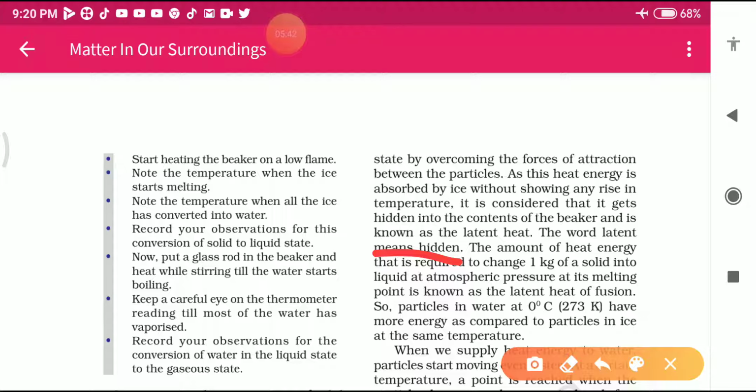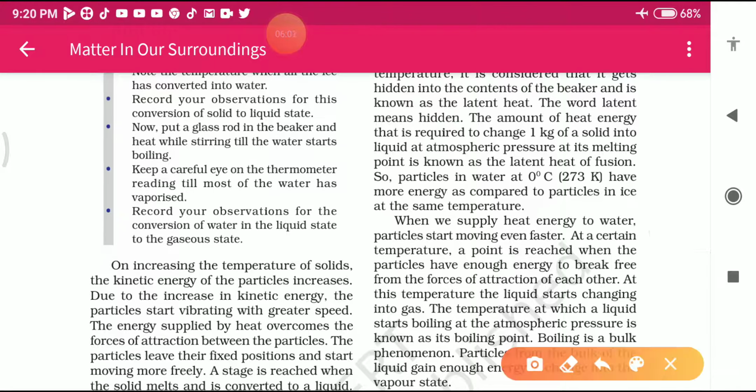Now students, the temperature of the substance in the beaker remains the same after the supply of heat, due to latent heat. Latent heat is of two types. The first is the latent heat of fusion, and the second is the latent heat of vaporization.